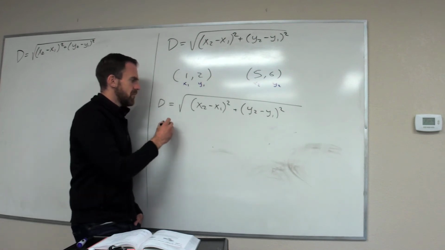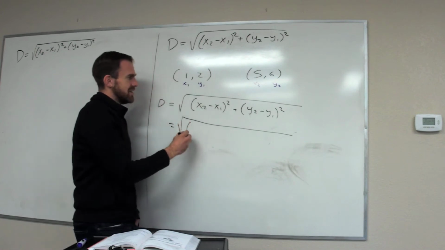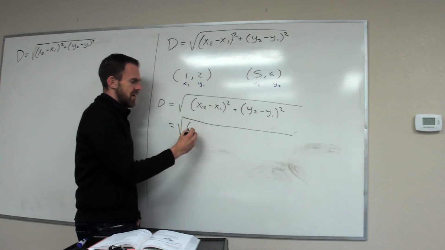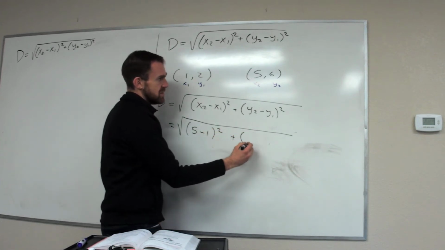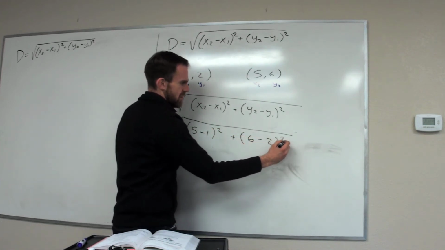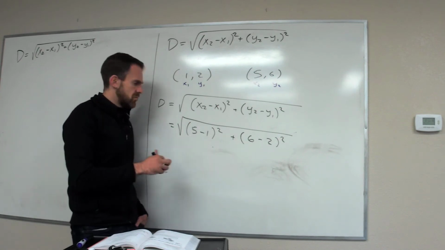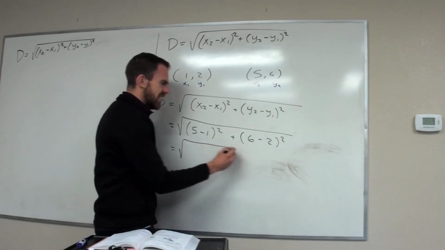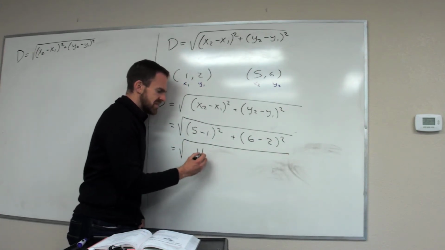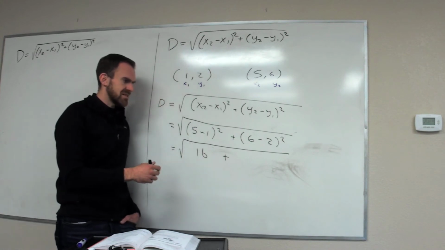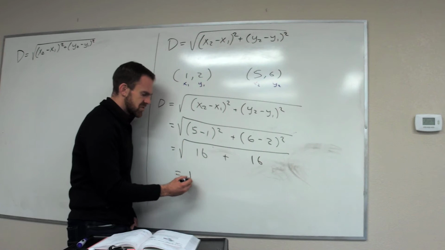You'll be fine. Okay. So now after I've written that, I'm going to plug in neatly. X2 is 5 minus 1 squared plus 6 minus 2 squared. Questions? All right. Equal signs, still lining everything up painfully. 5 minus 1 is 4, 4 squared is 16. 6 minus 2 is 4, that's 16. So this equals the square root of 32.